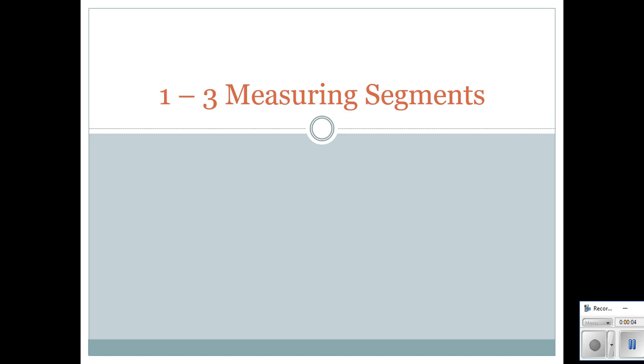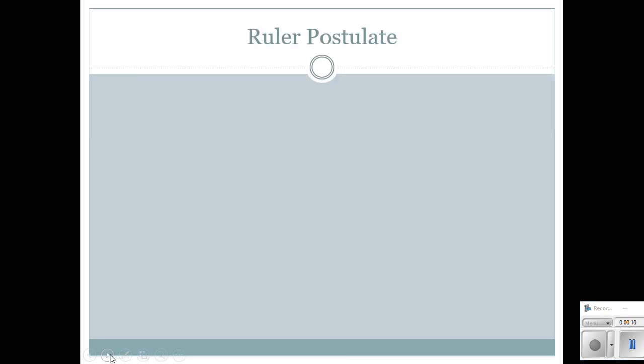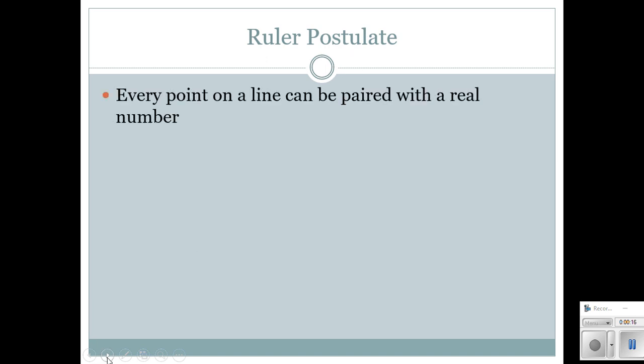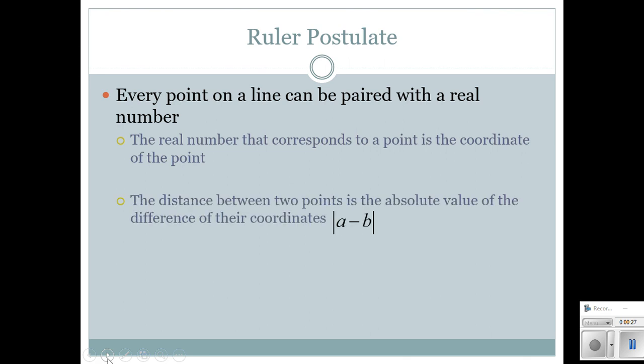We're going to do 1-3 measuring segments today. Rule or postulate. Postulate means facts and statements. Every point on a line can be paired with a real number. That's true. The real number that corresponds to a point is the coordinate of the point. The distance between 2 points is the absolute value of the difference of their coordinates, a minus b, an absolute value.